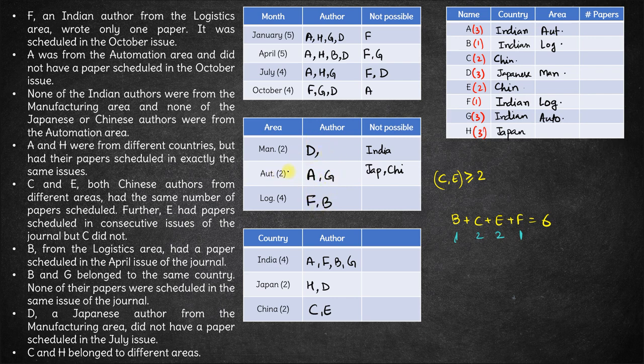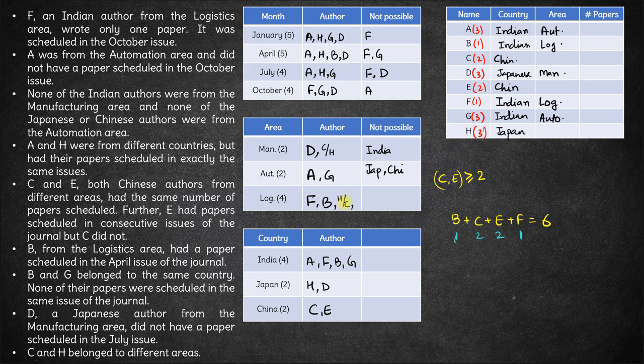Now for automation, there are 2 people and we have figured out the 2 people. So if C and H are from different areas, one of C or H must be from manufacturing and the other must be from logistics, right? So now for manufacturing the 2 people will be D and C or H. For automation the 2 people are A and G, and for logistics we want 4 people. Out of the 4 people we have F, B and H or C.